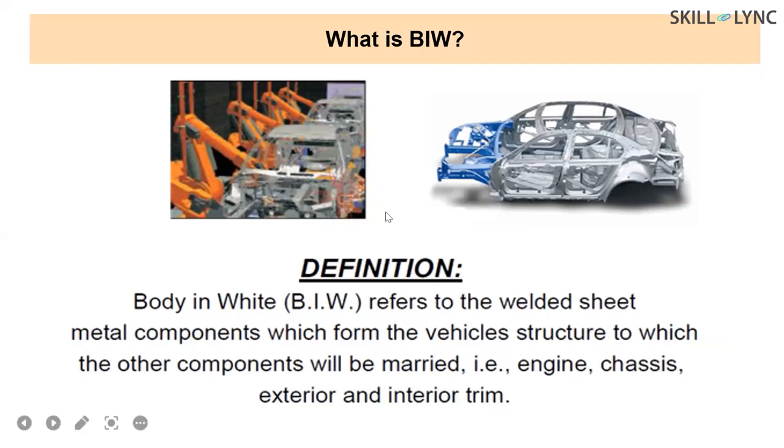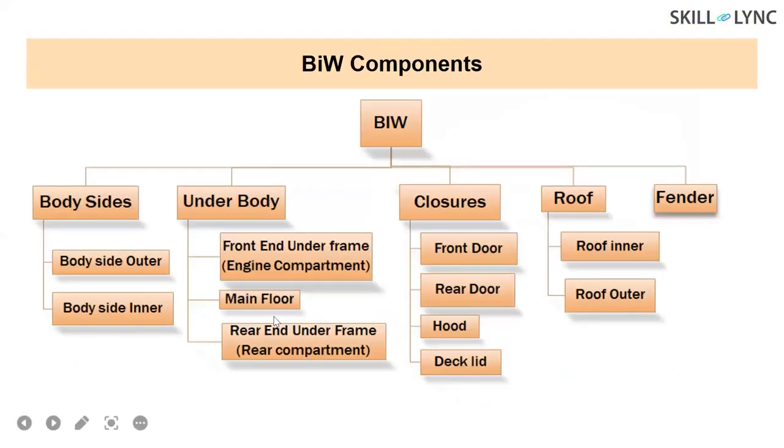Perfect. So we can just discuss what are the different components available. In BiW, we are majorly divided into subcategories as body sides. Body side will be having body side outer and body side inner. Similarly, we have underbody. Underbody means the bottom portion of the car, where we'll be having the floor surface, engine compartment, main floor surface, and rear compartment.